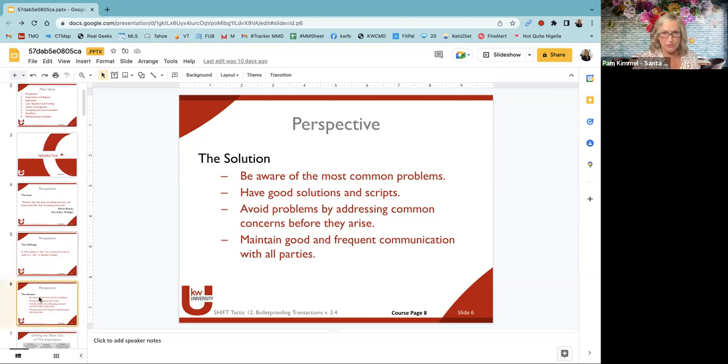So what you can do to minimize the number of transactions that fall apart is to be aware of what the most common problems are, have good solutions and scripts, and know what to say. We just have to know what to say and we can avoid a lot of the problems. Avoid problems by addressing common concerns before they arise. And I may be jumping ahead a little bit, but this makes me think of addressing common concerns before they arise from a buyer's standpoint, when they see a whole house inspection and it's 53 pages long.